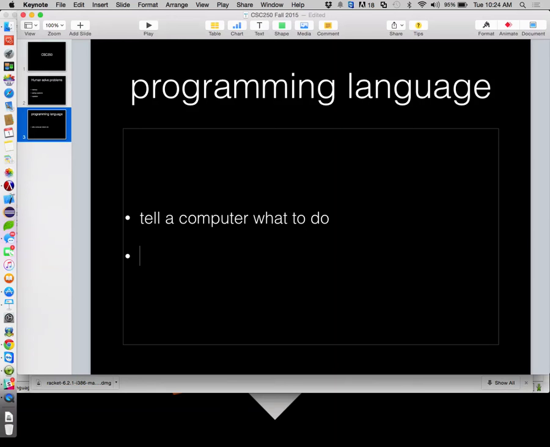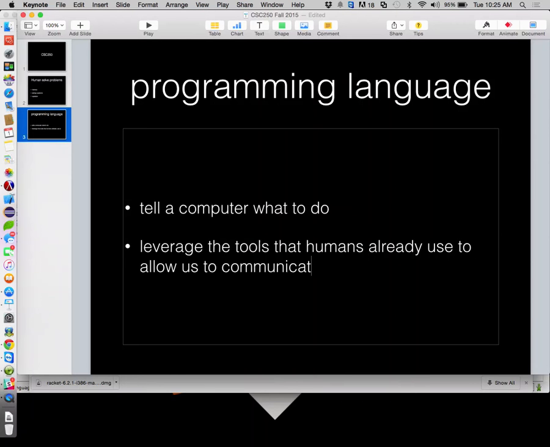Specifically, if we take that a step further, the job of a programming language is to leverage tools that humans already use to allow us to communicate with the computer. This is where things get a little flip-floppy for programmers, especially now that we're moving away from the visual, drag and drop type stuff, and into more syntax, scary looking things, I guess, in the big scheme of things.